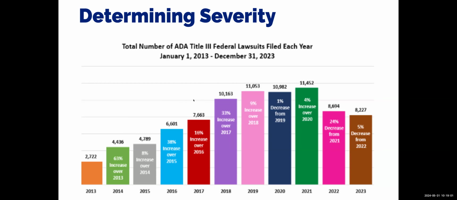This graphic is from the ADA Title3.com, and you can see that there was a huge increase of lawsuits up until about 2019. And then I don't know if this is because of the pandemic or what, but the lawsuits have started dropping, but you're still not completely risk-free. So it's still something that's very important and prevalent today.